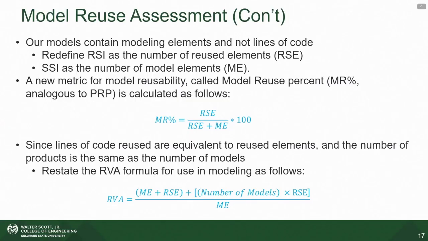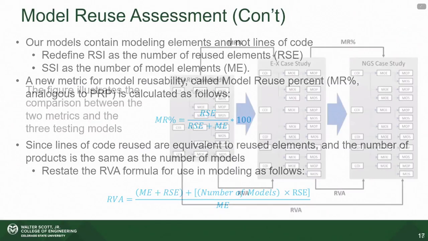Because these reused elements in our models serve the same purpose as the reused lines of code in software, and the number of test products corresponds to the number of models, we can also restate the RVA formula accordingly, where we can rearrange the numbers to suit our new definitions. This redefinition allows us to apply familiar reuse metrics in the model-based context and provides a more accurate and meaningful assessment of model reusability and efficiency in the AFOTEC MBSE framework.